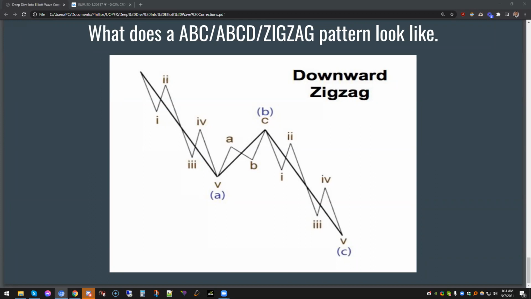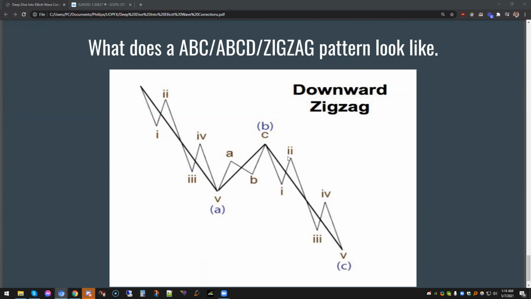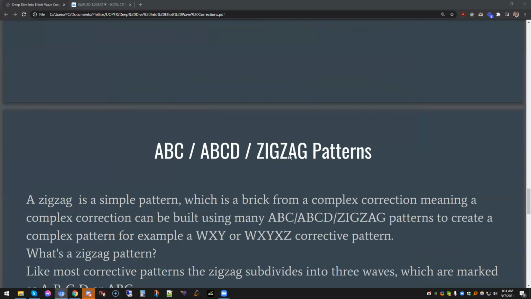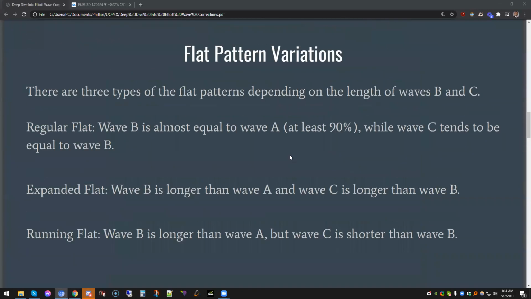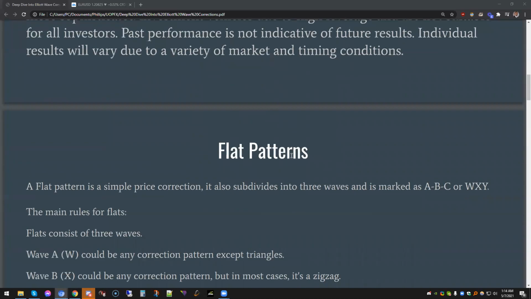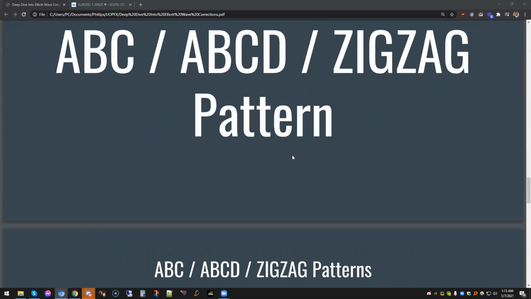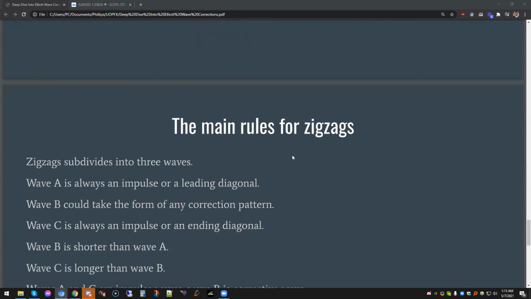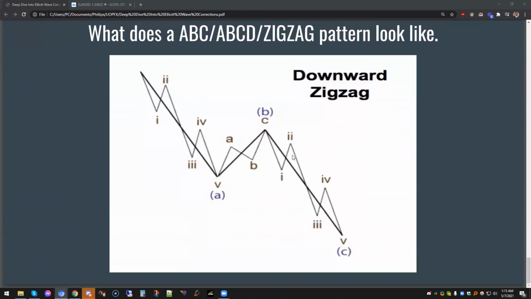I see Kevin says, is the zigzag a correction at the end of a 5-wave? Yes, you can also find the zigzag. Let me just go back to, okay, I had that one in sniper entries. So you could find the zigzag at the end of a 5-wave move, the ABC correction that comes after a 5-wave move.